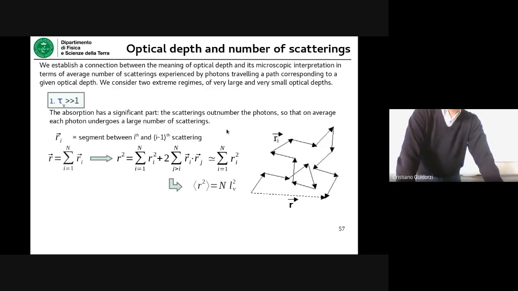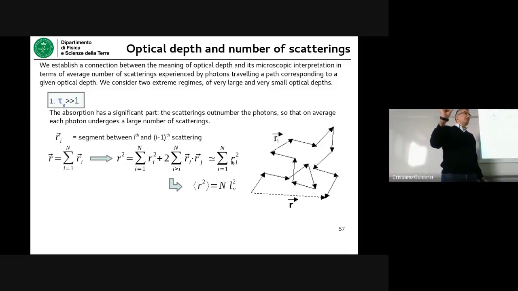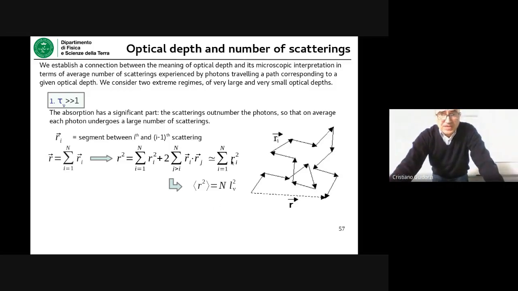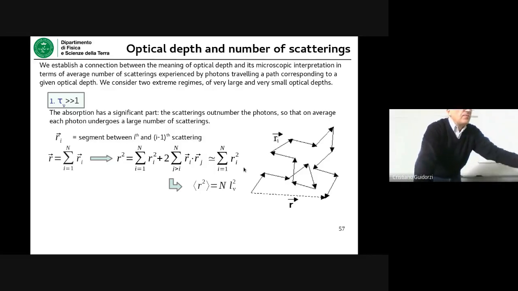If you think about the meaning of mean free path, you will see that if you work out the average over an ensemble of scatterings, the average value of the individual displacement is, by definition, the mean free path. So you have n terms summing up, each of which has a mean value of the mean free path squared. So this sum is just n times the mean free path squared, approximately, and the approximation is more correct the higher the number of scatterings.